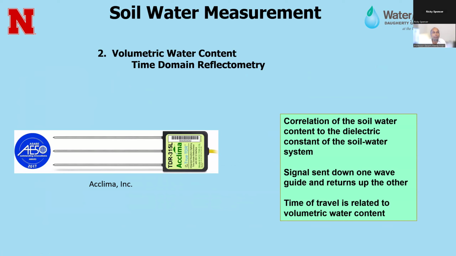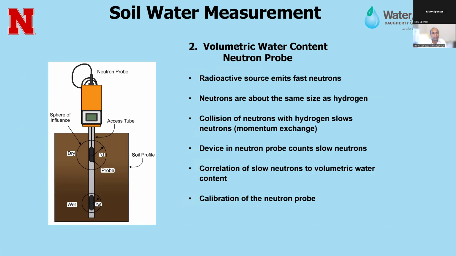We can also measure using what is called time domain reflectometry. This is a capacitance type instrument, and by using this, we can measure soil moisture indirectly. And the other instrument that is used is called a neutron probe. There is a radioactive source, and it emits neutrons, and these neutrons collide with the hydrogen atoms, and that indirectly gives you the moisture content. This is widely used in agriculture for monitoring soil moisture for irrigation management.